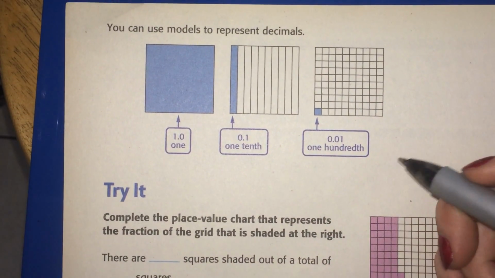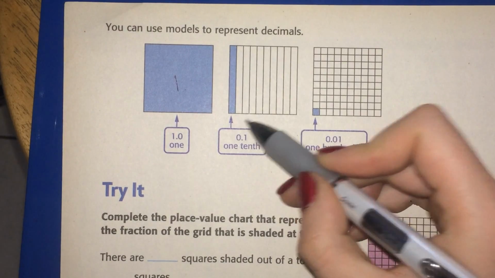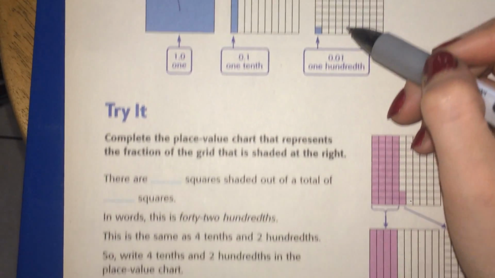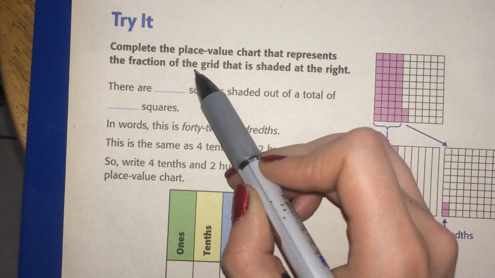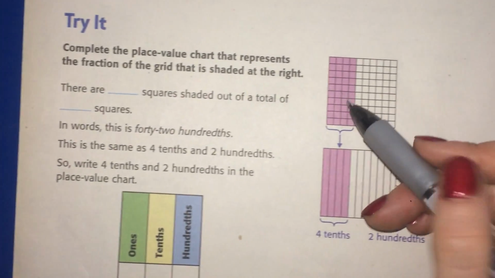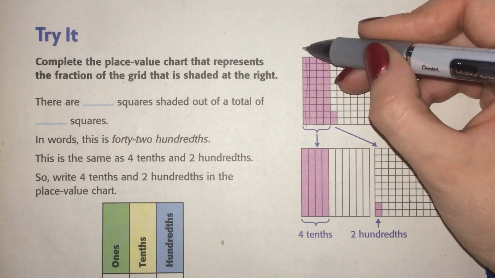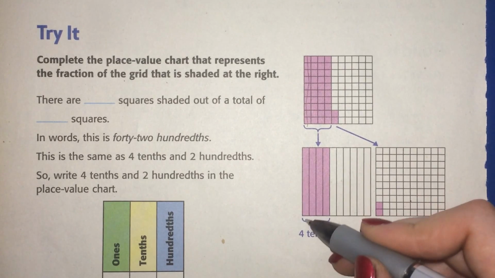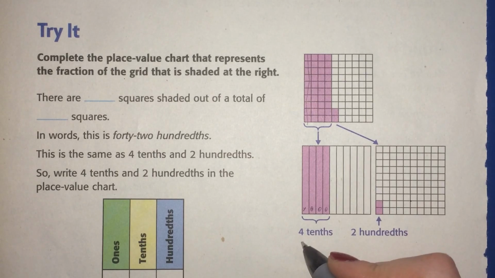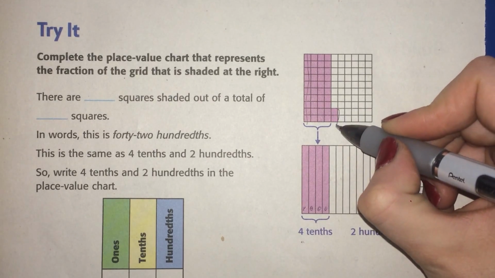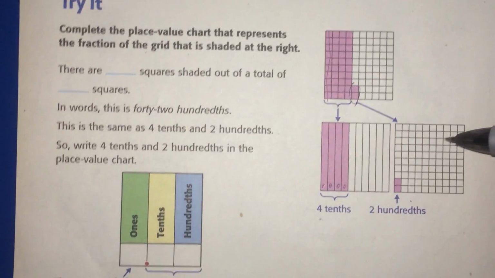You can use models to represent decimals. So this is now our 1. This is a tenth. This is the 100th. Complete the place value chart that represents the fraction of the grid that is shaded at the right. Well, we know this is a whole row, so that's 10. So that's 1, 2, 3, 4 tenths. And then there was just this little bit left. 2 out of 100.